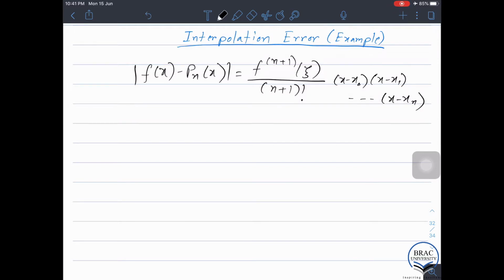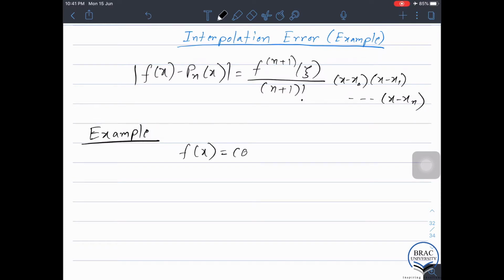All right, so this was the formula, and we said that we cannot calculate ξ explicitly for every x, but what we can do is find an upper bound for this right hand side, and that is what we will do right now with a precise example. Okay, so let's check this example. We will do the famous old one that we have been doing for a while.